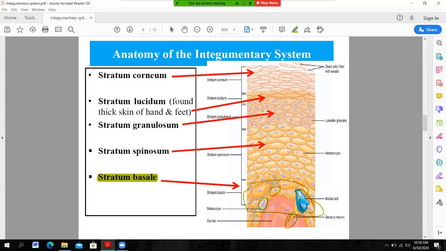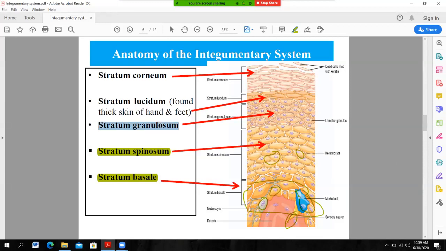Superficial to the stratum basale, this is another layer. This is known as stratum spinosum. Stratum spinosum consists of important cells like keratinocytes, and they also contain dendritic cells. Dendritic cells will be explained later on. So there are many rows of keratinocytes which are found in the stratum spinosum.